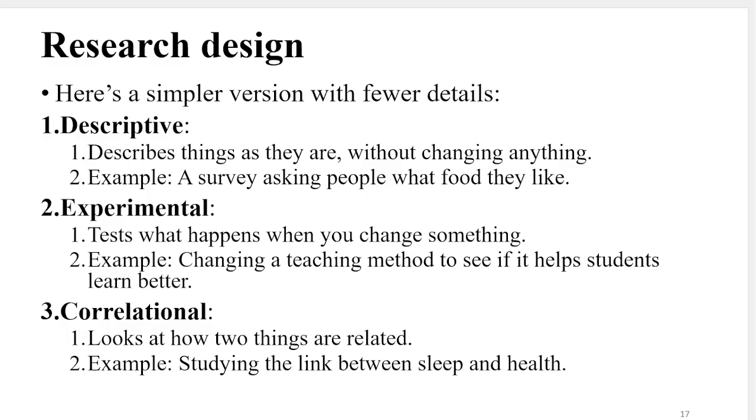The third one is correlational design. Correlational design or correlational research looks at the relationship between two or more variables. It does not change anything. It only checks if variables are related. For example, studying the relationship between sleep and health, or screen time and eye strain. It tells us whether variables are connected, but not whether one causes the other.